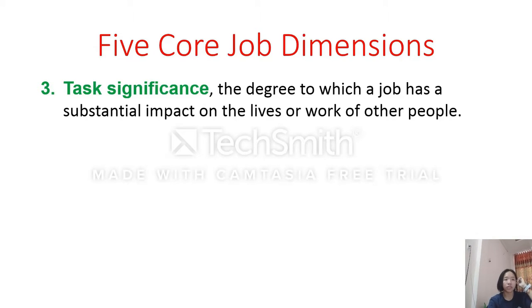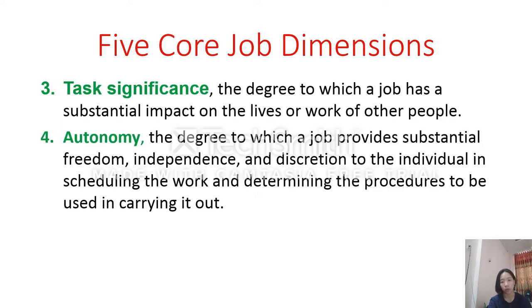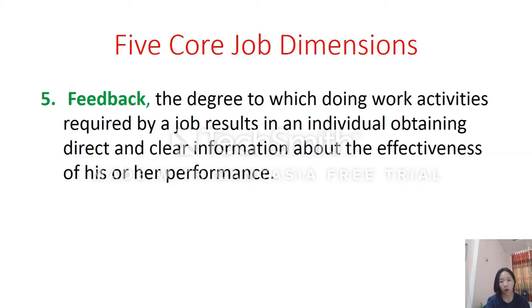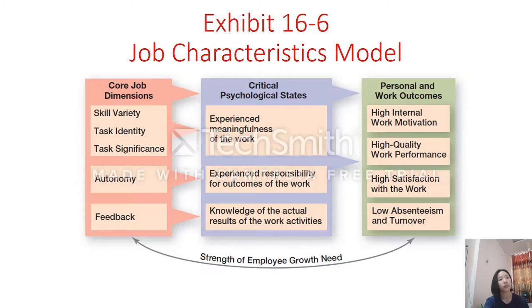We have task significance, the degree to which a job has a substantial impact on the lives or work of other people. Autonomy is the degree to which a job provides substantial freedom, independence, and discretion to the individual in scheduling the work and determining the procedures to use in carrying it out. And the last one is feedback, the degree to which doing work activities required by a job results in an individual obtaining direct and clear information about the effectiveness of his or her performance.